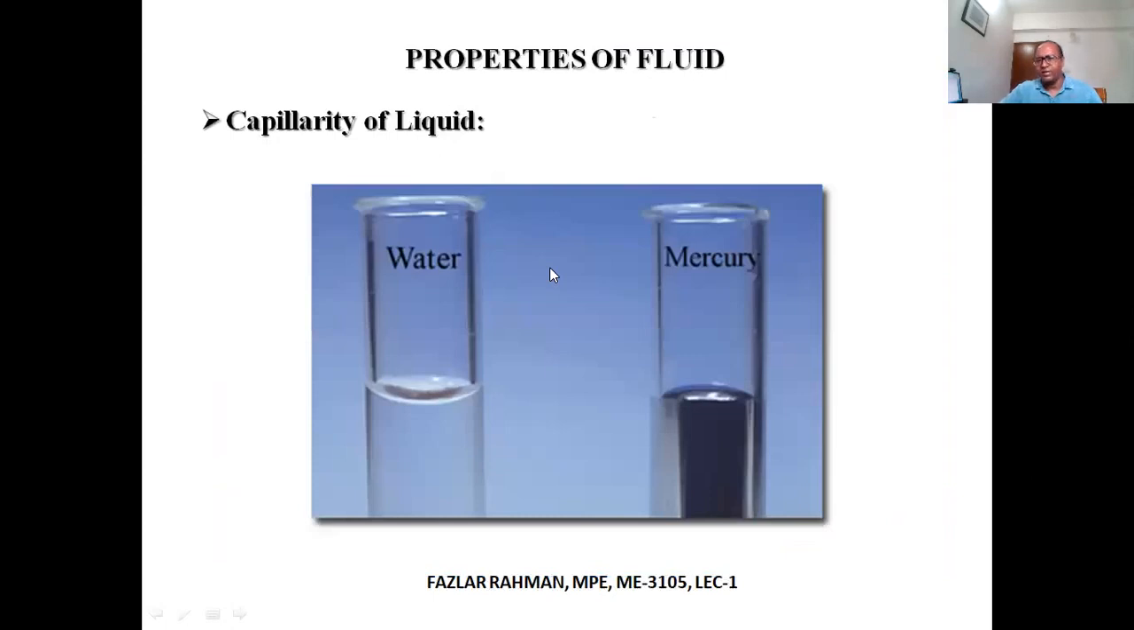You see right over here. If you put water, then it is going up along the wall. What does it mean? That means adhesion property is higher. If you put the same tube in mercury, you see the level of mercury close to the wall is going down. That means it has more cohesive property. Okay. So at this level, you just understand what cohesiveness and adhesiveness are, and what capillarity of fluid is. Okay.